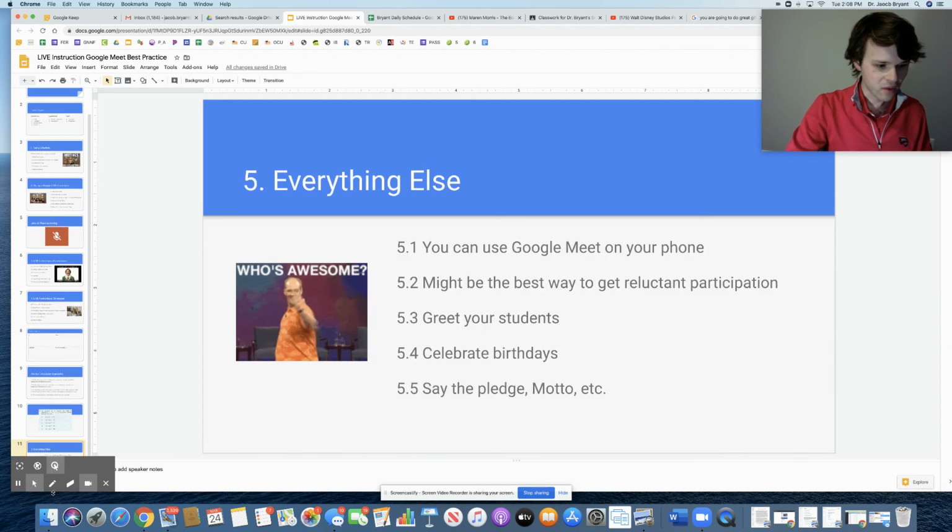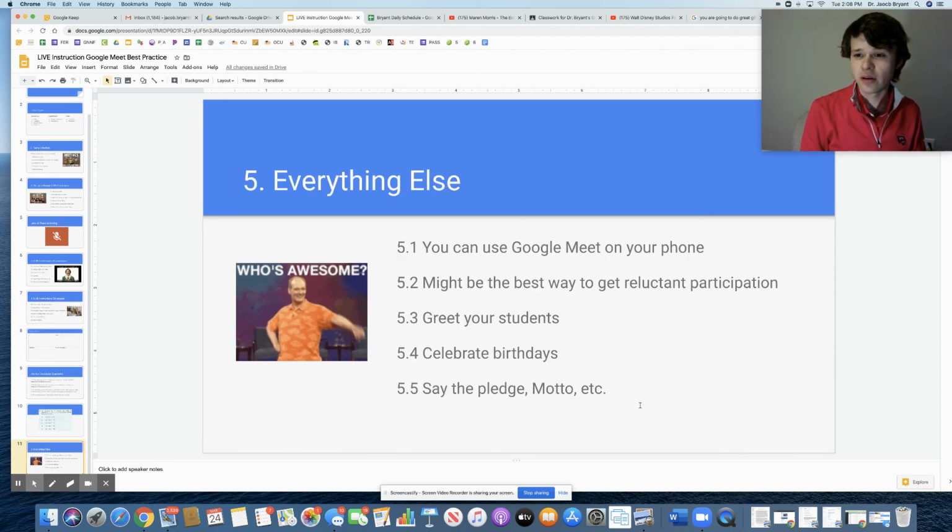All right, what's left? So like I mentioned earlier, you can use Google Meet on your phone. If you're doing the instruction, I would do it from a computer, but invite those students that may not have the greatest internet but can get data and can access a Google Meet on their phone to access the Google Meet every day at 9 a.m. or whenever it happens to be to get their points for NTI for the day. It might be the best way to get some of those reluctant kids to participate.